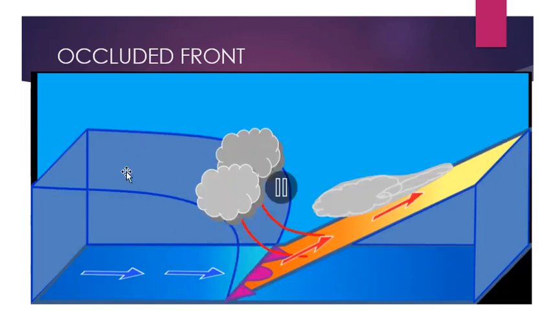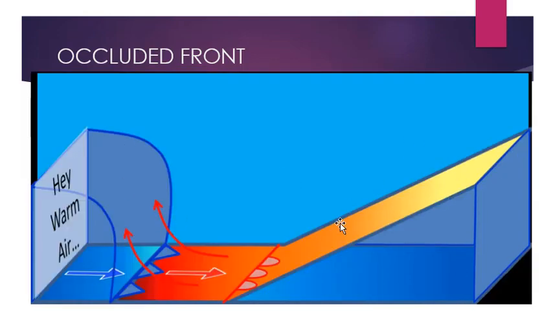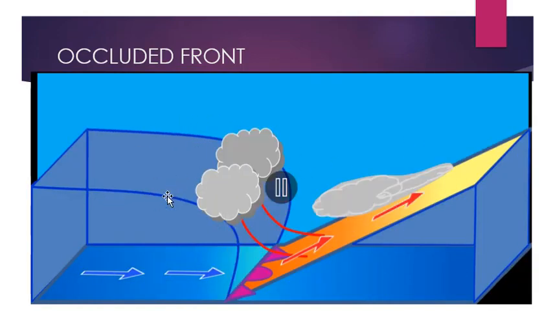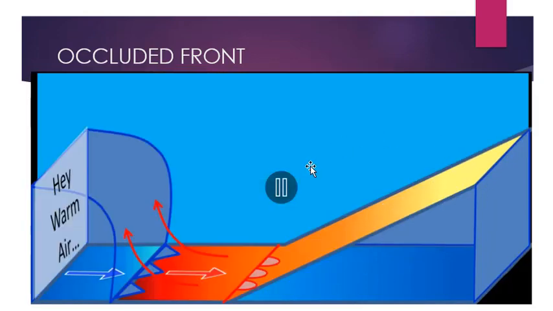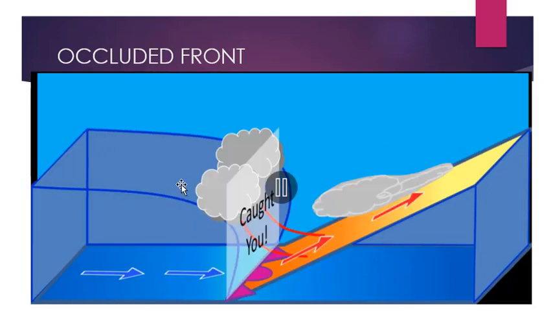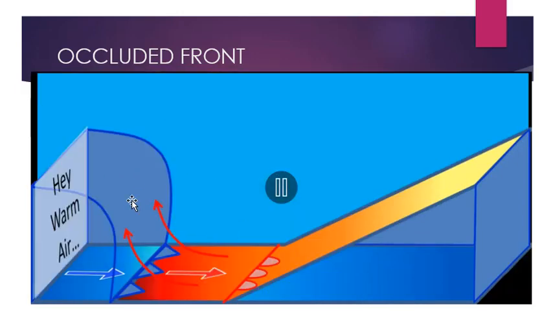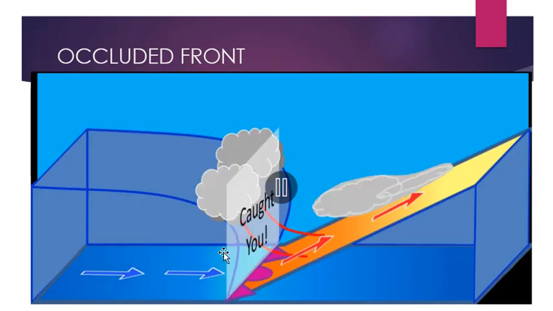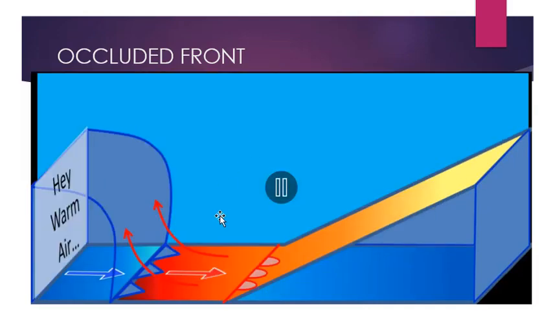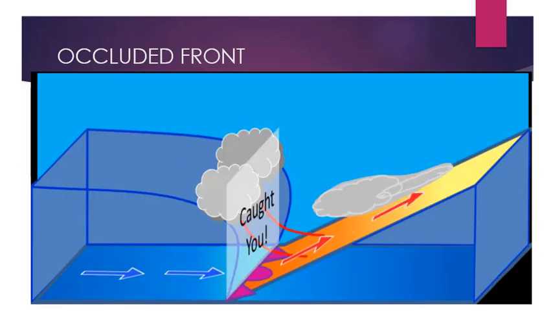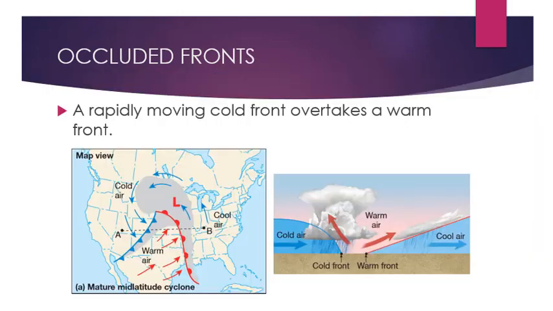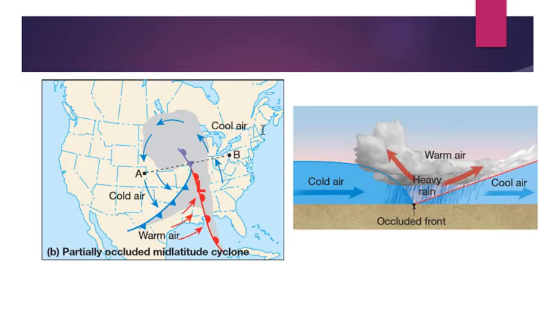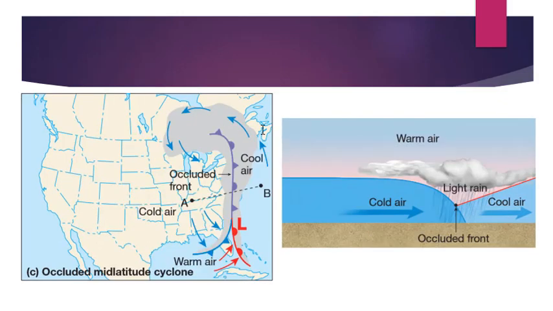So we have here, as you can see, another cold air mass. We have the warm front here. And then that cold air mass will push the warm front. So that means it also happens very fast. So it will result in cumulonimbus clouds and also results in heavy precipitation. So that's for the occluded front. It's a rapidly moving cold front overtaking a warm front. So those are illustrations or pictures of occluded fronts.